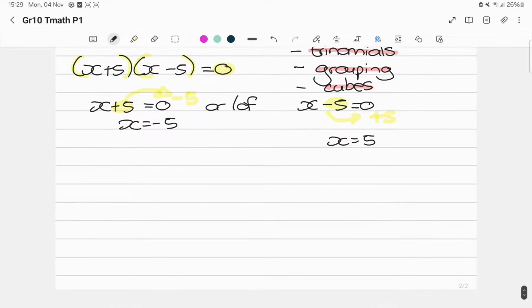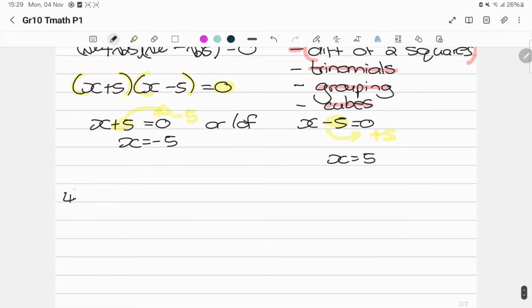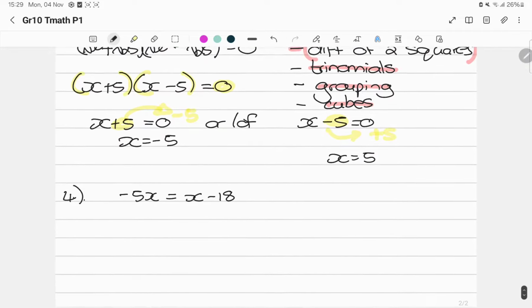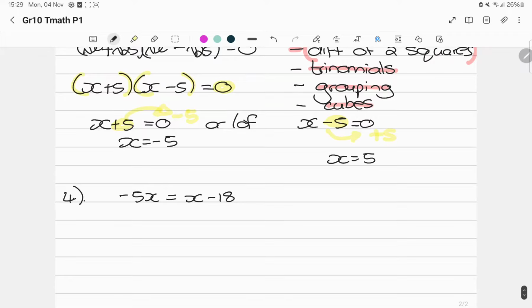You can also get the fourth one, which is basically the same thing, factorization. So I have minus 5x equal to x minus 18. Now I have to ask myself, is there an x squared anywhere in here? No. I only have an x and a number. Which means this is a linear equation.